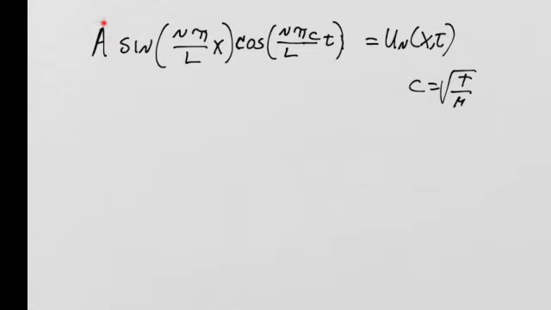But A is only valid for the nth solution, right? A needs a subscript n, because it's possible that if I choose U3, I'm going to get a different value of A than if I look at U2 or U5 or U50,000, right? So I can only pick A for each value of n.